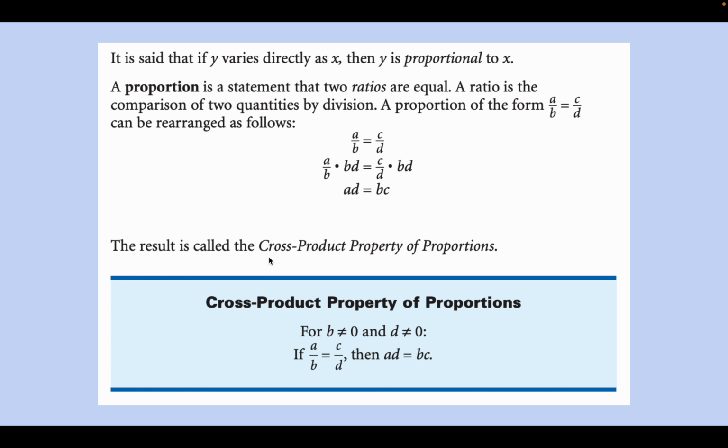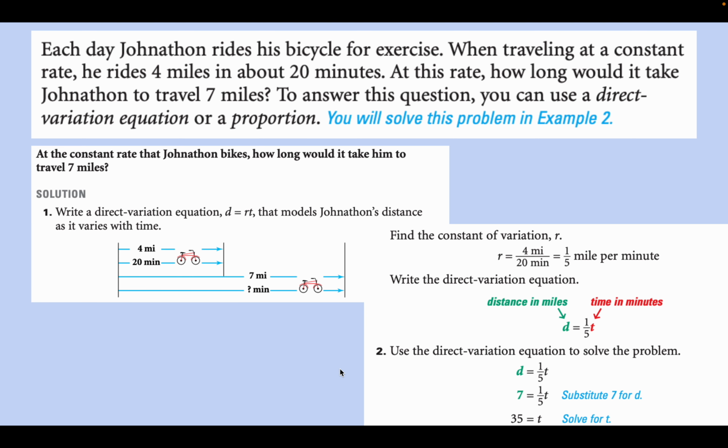Anyways, so this result is called the cross product property of proportion. So as we can see, we cross multiplied, cross product. And the cross product property of proportion says that for b that doesn't equal 0 and d that doesn't equal 0, because they're the denominator, if the denominator equals 0, it's undefined. If a over b equals c over d, then ad equals bc. So this is just saying that if you travel 4 miles in 20 minutes, 7 miles in 35 minutes, then 4 times 35 would equal 7 times 20.